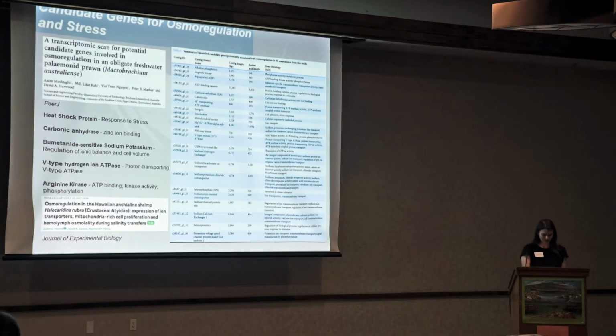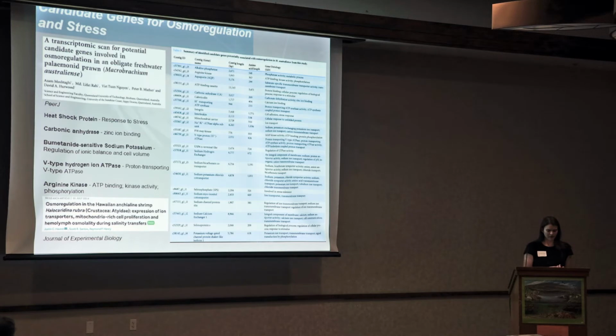So moving on to the candidate genes for osmoregulation and stress, we primarily worked off of a previous study that looks at candidate genes within Macrobrachium, which is the freshwater shrimp found in Australia. And so using this list of approximately 40 genes associated with osmoregulation, we were able to screen through our annotations and identify ones related with this list.